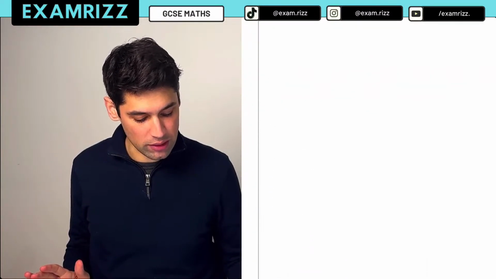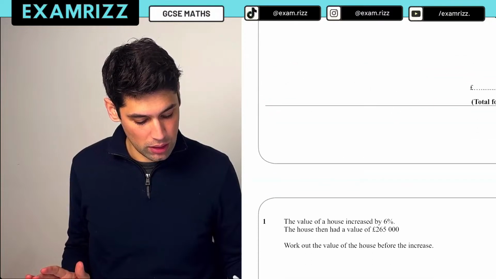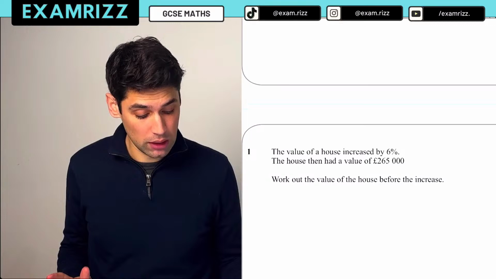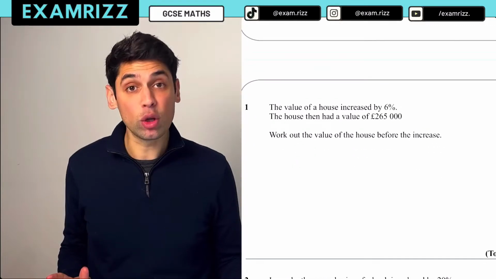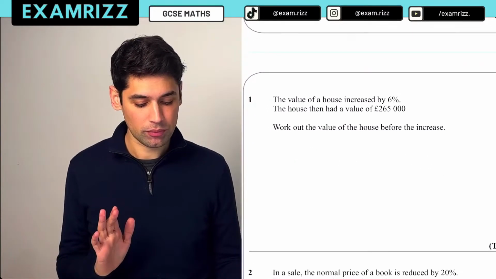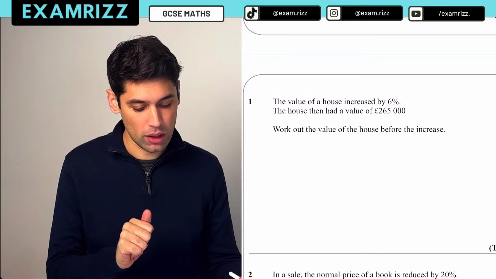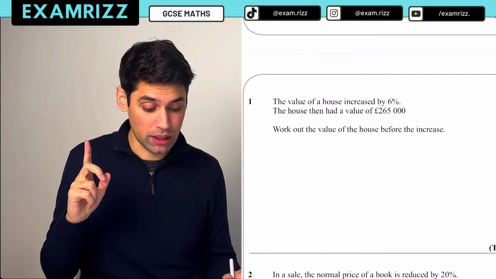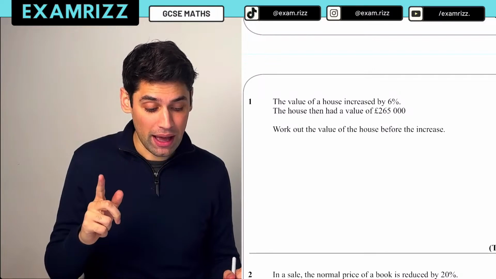So now that I think we've got the hang of this formula, I want to go on to something called reverse percentages. Okay, this is where people start to mess up. This is where people lose marks and they really don't need to. Let's talk through this one. The value of a house increased by 6%. The house then had a value.